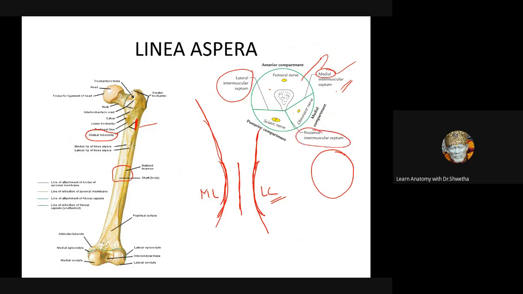Extremely simple. To the medial lip, what is attached, students? Be fast. What is attached to the medial lip? Medial intermuscular septa is attached.